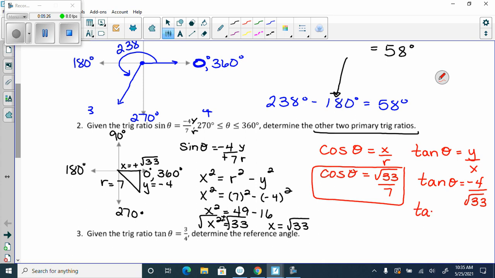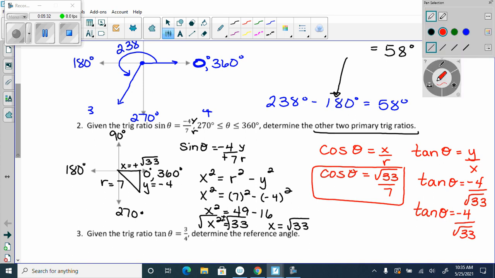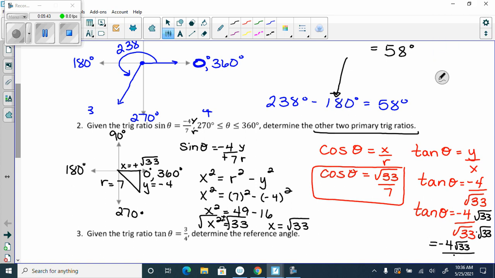So I'm going to go tan theta equals -4 over root 33. And then I have to multiply by root 33. Remember, you can't have a radical. So we did that unit first. So we're going to get -4 root 33 over 33. And we can say tan theta. And that would get you the other mark, so it would be out of 3.